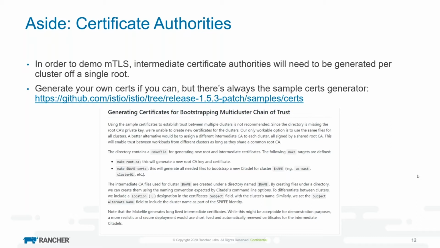As far as the certificates go, I would generate new certs for all of your tests, because you never know when a test environment is going to be upgraded into a more production-like environment without you knowing. In the Istio sample repo, there's a makefile, and it's real straightforward. It's just make root-ca, and then make the name of the cluster, certs. You get all the certs, and then you just need to do a kubectl apply command to apply those.